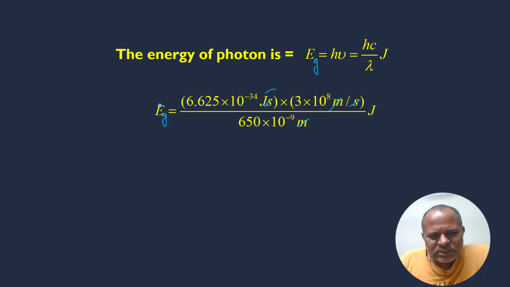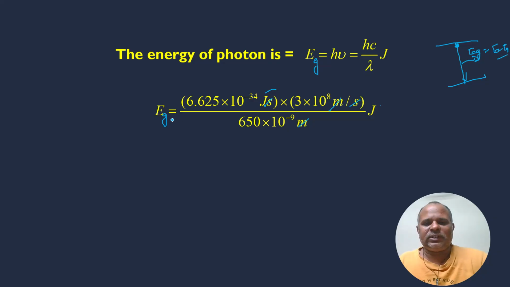Here the band gap energy is simply the energy of the photon, because the electron is jumping from a higher energy level to a lower energy level with the energy which is equal to the band gap energy, that is Eg is equal to E2 minus E1, right? So here this band gap energy is simply equal to your photon energy.